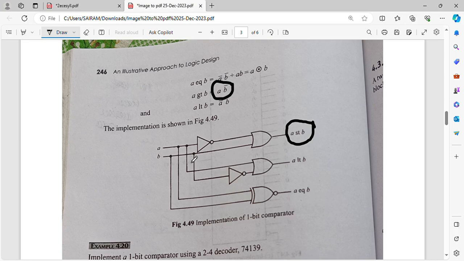So I'll tell you about this diagram. Here there should be an AND gate, I feel, because it is A into B bar, right?